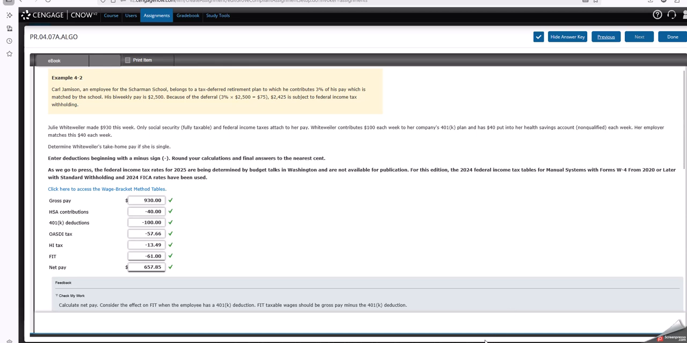Okay, then this one will be our last one, but it is things that get to be deducted out of our wages subject to income tax. So we have Julie, who made $930, only Social Security, which is fully taxable, and her federal income tax attached to her pay. So we're not worried about state or local. She contributes $100 each week into her 401k and puts $40 into her health savings account each week, and her employer matches the $40 a week.